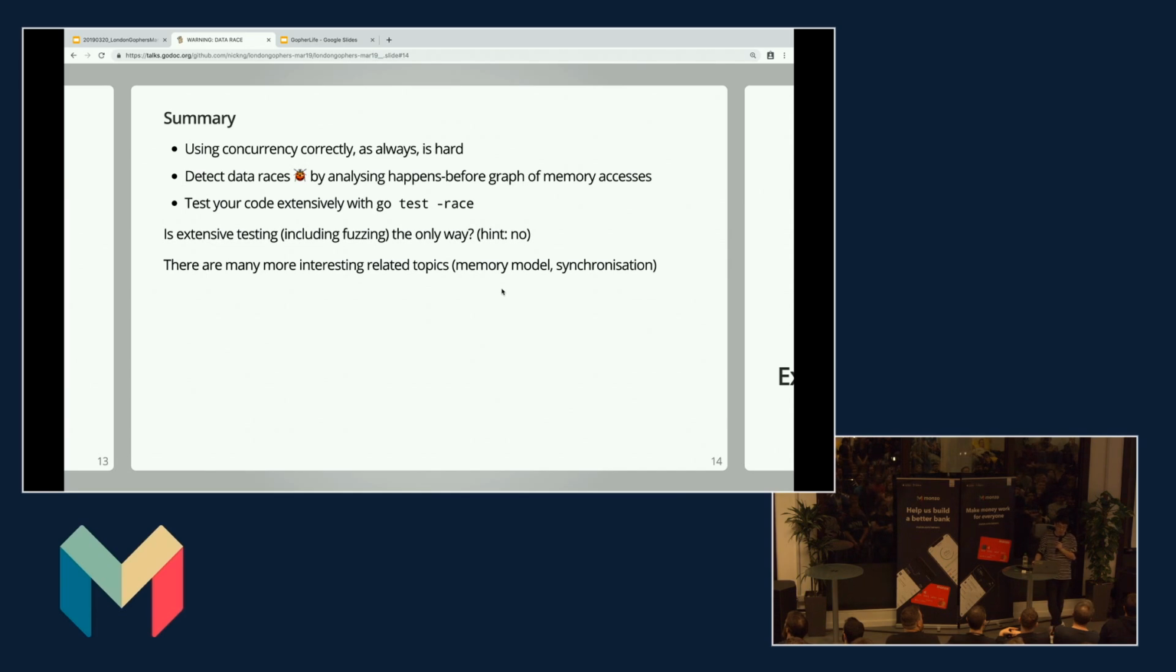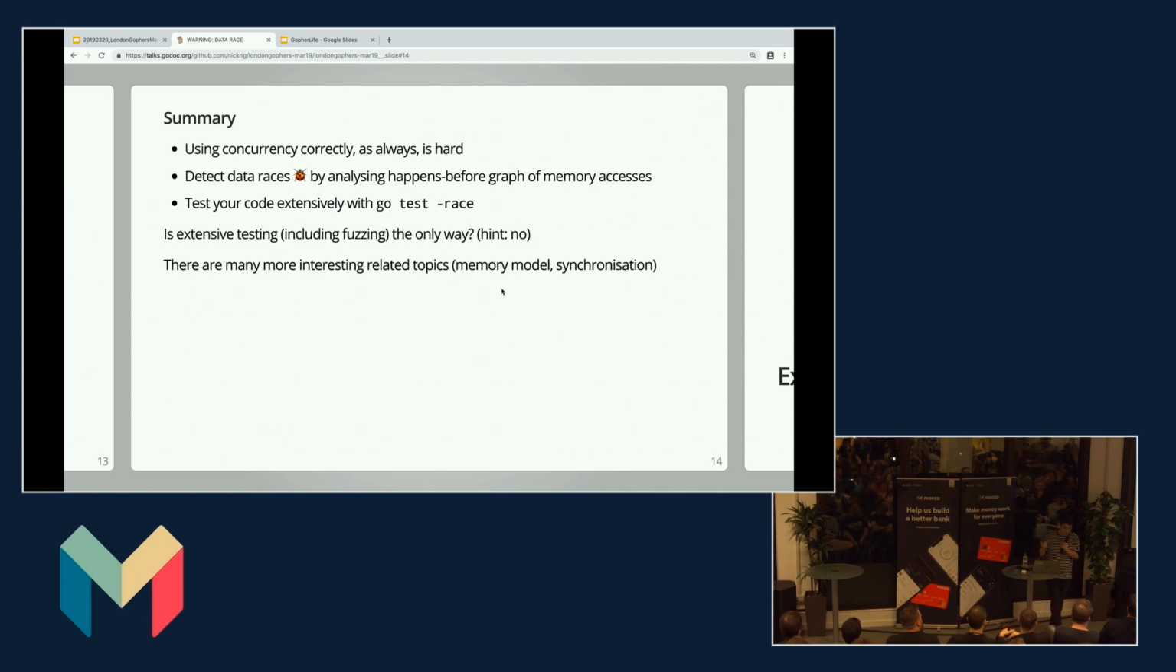So, summary. Using concurrency correctly in any programming language is, as always, really difficult. We can detect data races by analyzing the happens before graph of memory access. And do test your code extensively with go test dash race. If possible, do fuzzing as well. It's great, but it's probably not the only way.